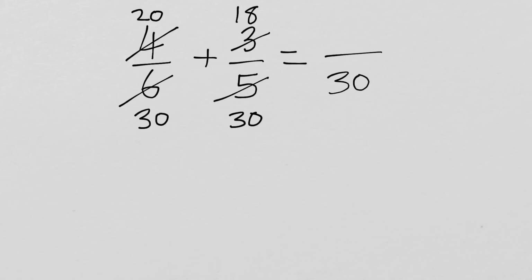20 plus 18 is 38. Okay, so I've got a number that's bigger on the top. That's an improper fraction, remember? So I'm going to need to change it into a mixed number.